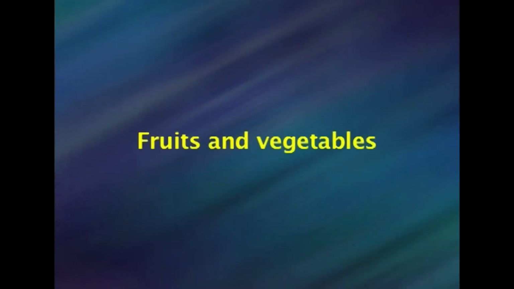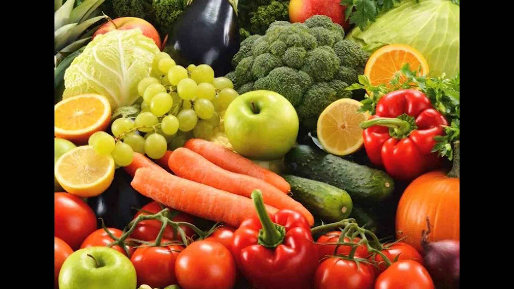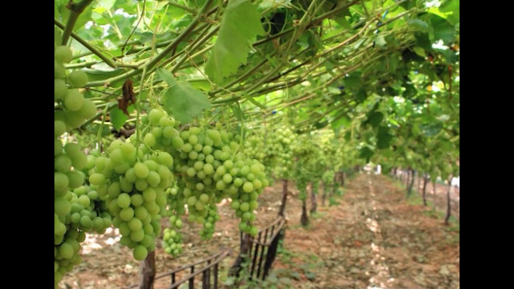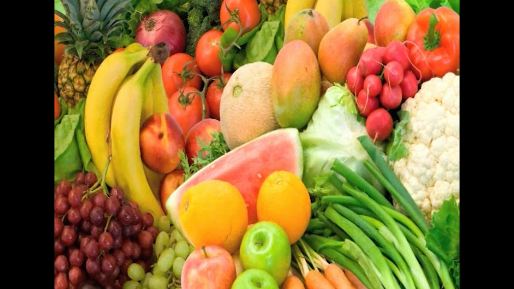Fruits and vegetables. India is the second largest producer of fruits and vegetables in the world, accounting for about 16% of global vegetable production and 10% of world fruit production. India's production of fruits and vegetables is 64 MT and 126 MT respectively.